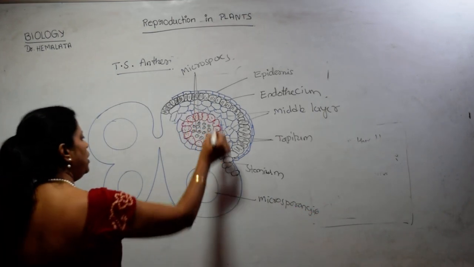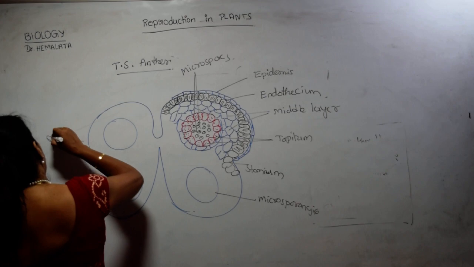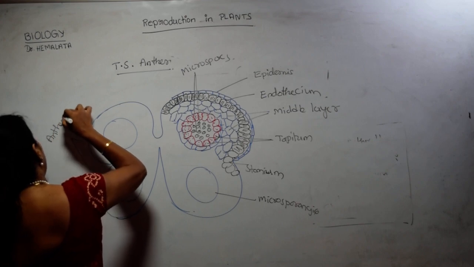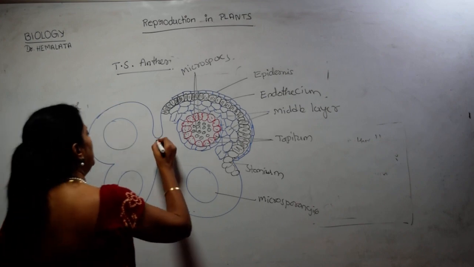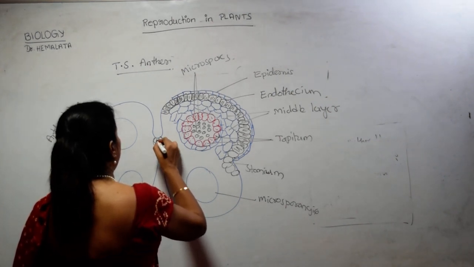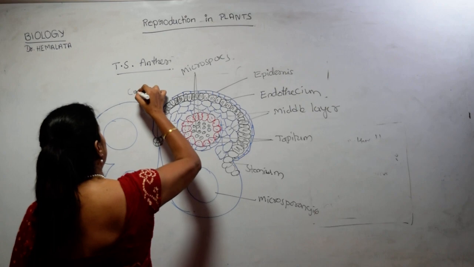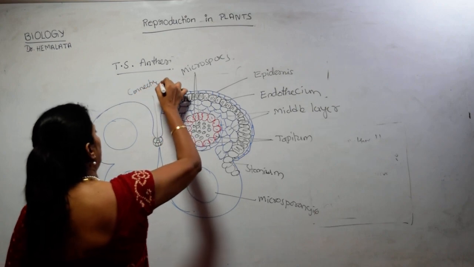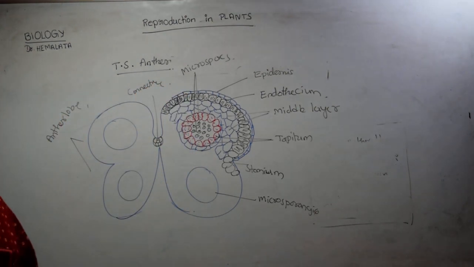And this is one anther lobe, this is another anther lobe. This is one anther lobe, this is another anther lobe. This is the anther lobe. Here you get the connective. The connective tissue I showed you, there will be a connective present here. This is connective.